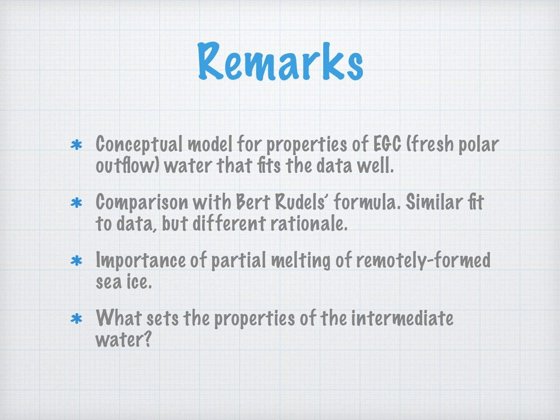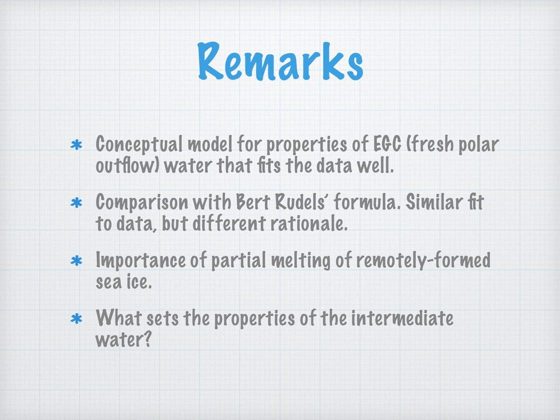Okay, so I just have a few final remarks. The model is a model for the properties of the East Greenland current. But I think it's more generic than that, because I think it also applies to the Southern Ocean and the Weddell Sea. And so I think that there are generic features of this which are relevant any time you consider the polar end of an overturning circulation.